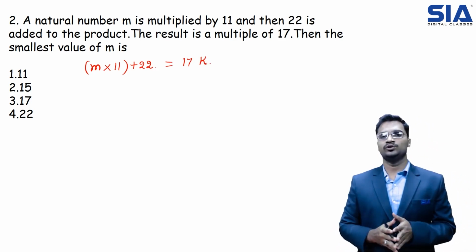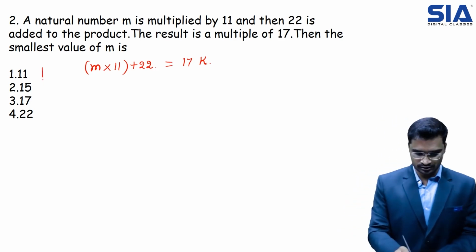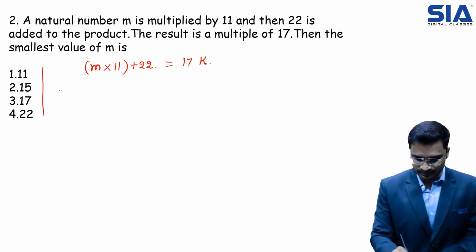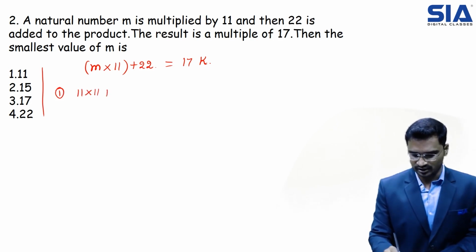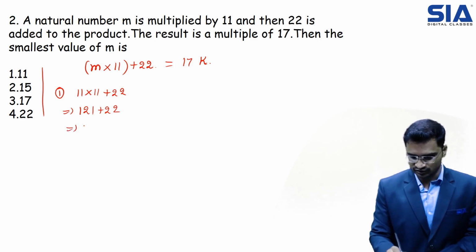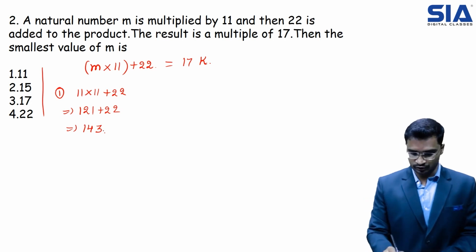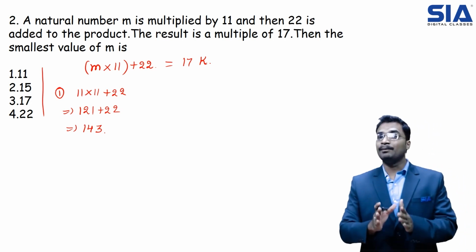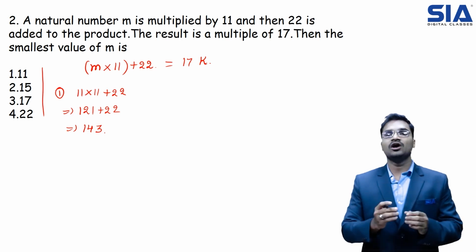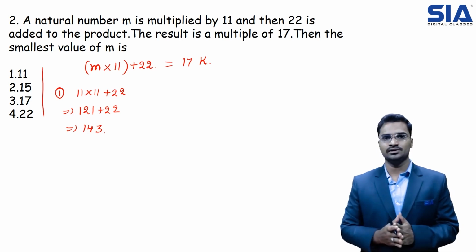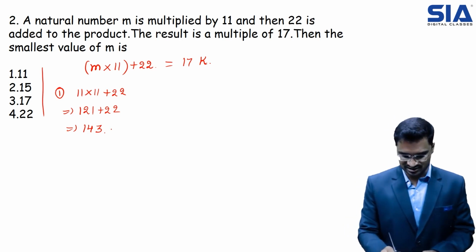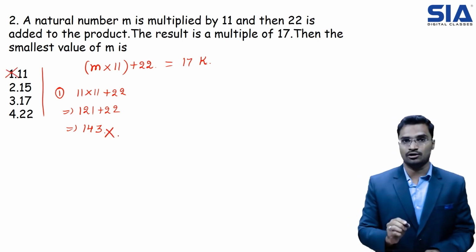Now what I have to do is substitute the options in this particular equation. Let us substitute the first option in this equation. So m is 11. 11 into 11 plus 22. 11 elevens are 121. 121 plus 22 is 143. Is 143 a multiple of 17? Or is 143 divisible by 17? No, it is not divisible by 17. So our first option is not the answer.